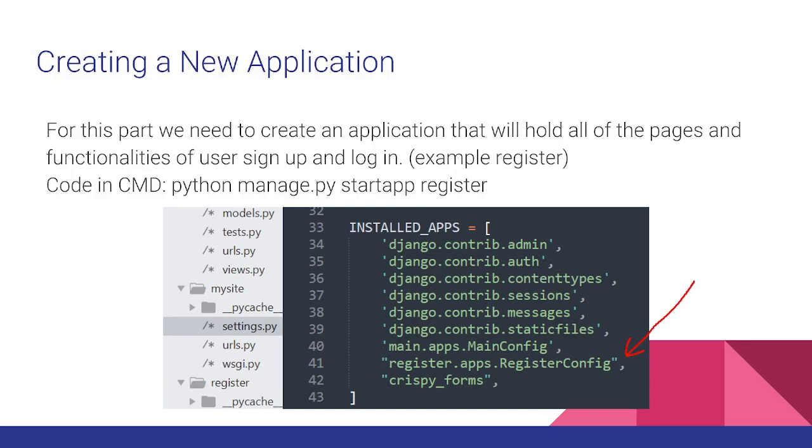For this part, we need to create an application that will hold all of the pages and functionalities of user signup and login. The code we need to input in the command prompt is python manage.py startapp, then the name of the app, for this example, register. After that is complete, go back to settings.py and add register.apps.RegisterConfig.